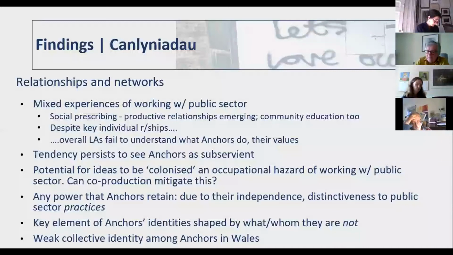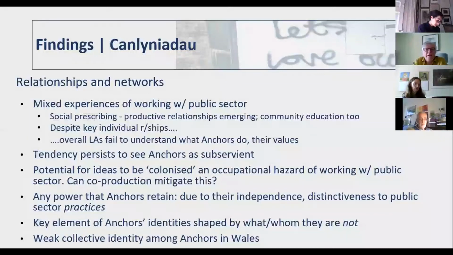That's what they said. What was interesting was there was a consensus, not across all of them, that where social prescribing is an activity, there were some really productive relationships emerging. Some of them had some really positive things to say. Community education historically has also been an area where there have been some really good productive relationships.